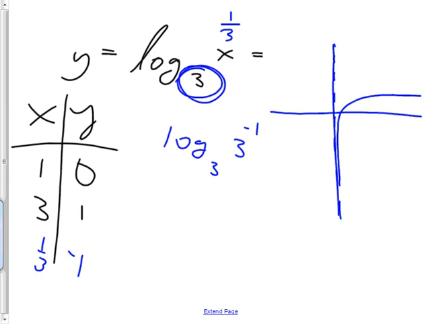Something like that. Would that have been good enough to get full credit on the test? Nope, doesn't have the 2 points. Here's one of them off my graph. And here's another one, 3, 1. Yay, I got my 2 points. I got my asymptote. Could be good. Yes?